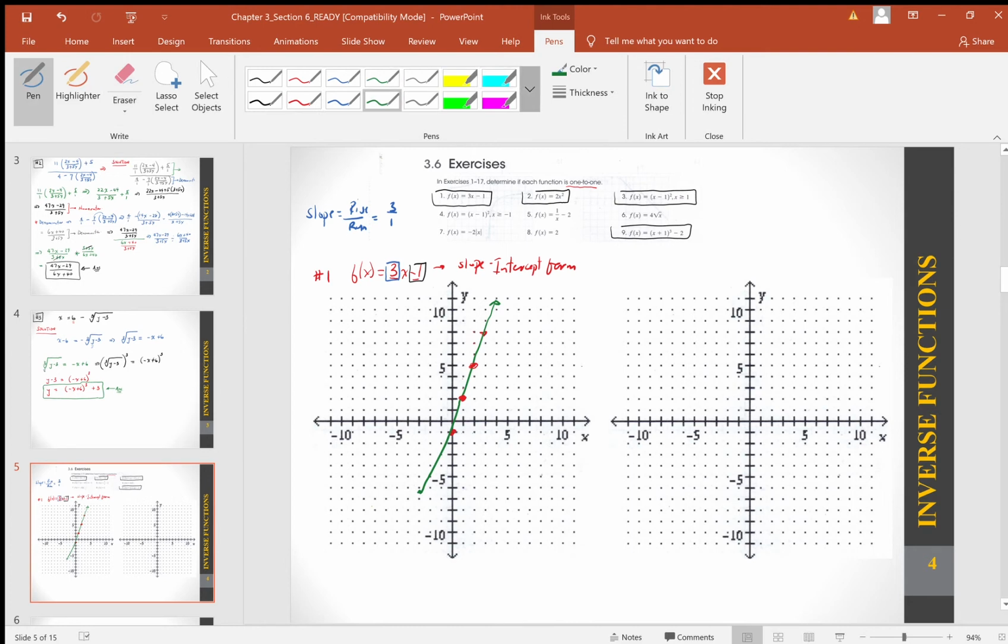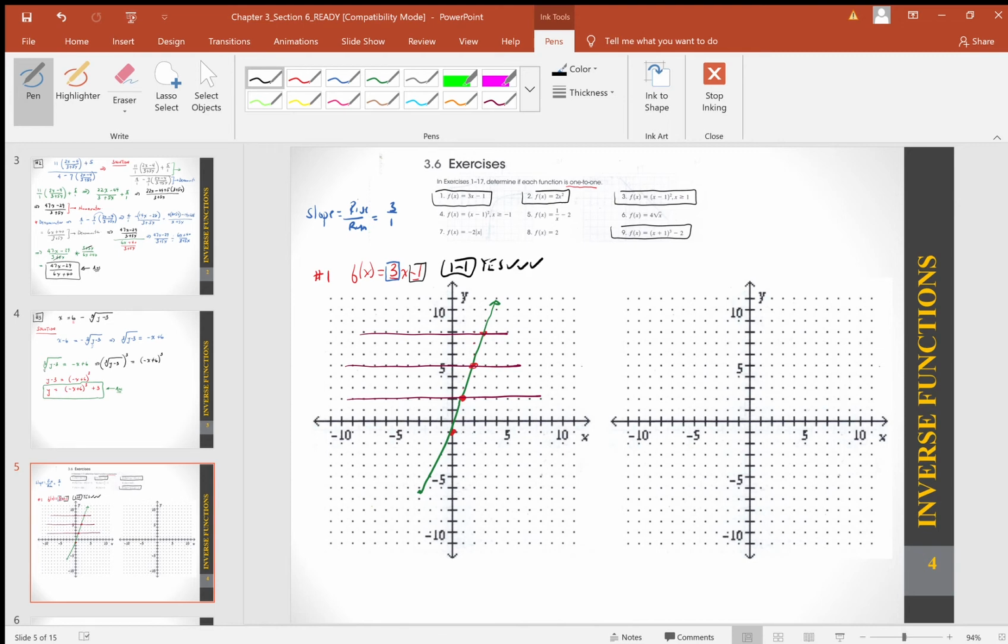In this case, I'm going to choose a different color. As you can see, if I draw my horizontal line, the horizontal line crosses this graph only one time. Only one time. So this, number one, is a one-to-one function. So the function is one-to-one. Okay. I just put one-to-one.